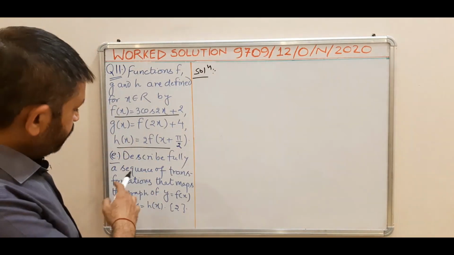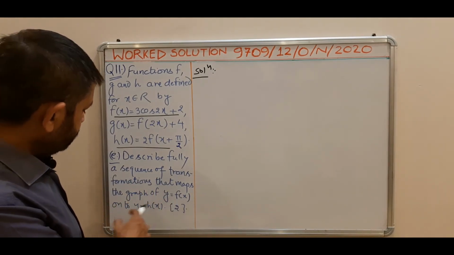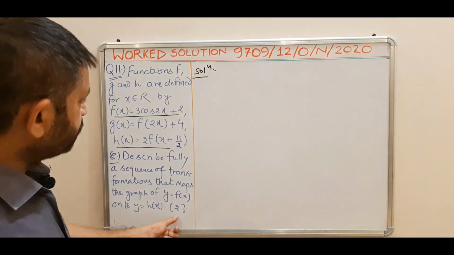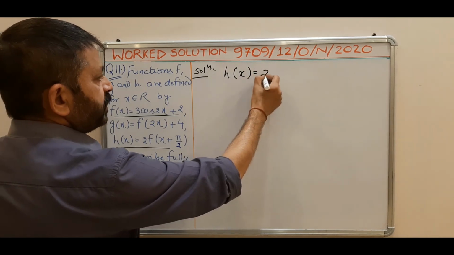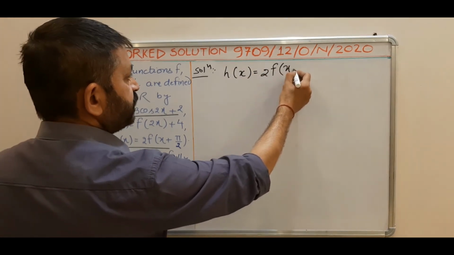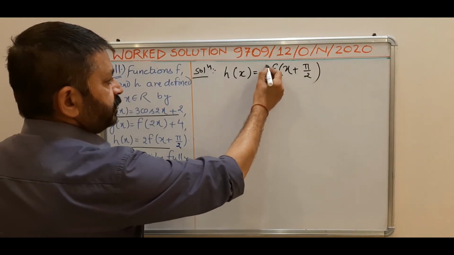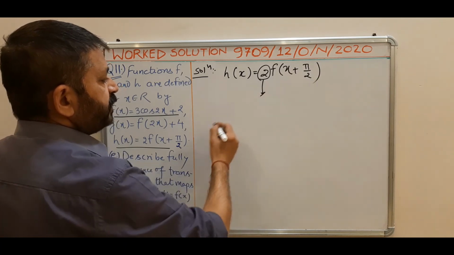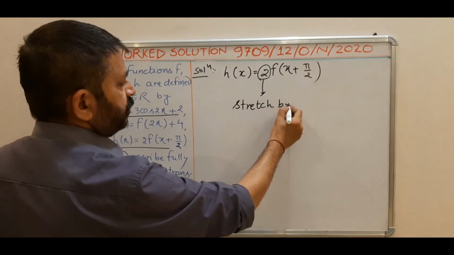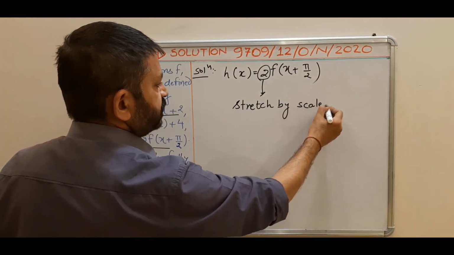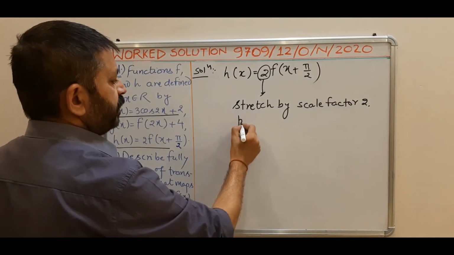Question number 11, E part. Describe fully a sequence of transformations that maps the graph of y is equals to fx onto y is equals to hx. This is for 2 marks. So hx is given as 2 times f of x plus pi by 2. So first of all, it is multiplied by 2. So it means it is a stretch by scale factor 2 parallel to y-axis.